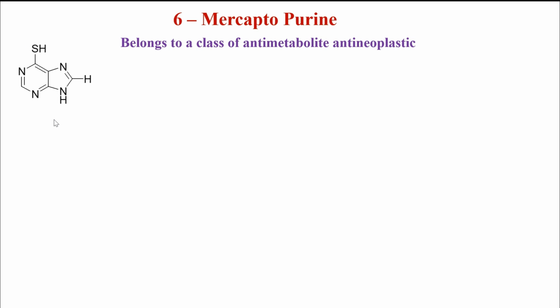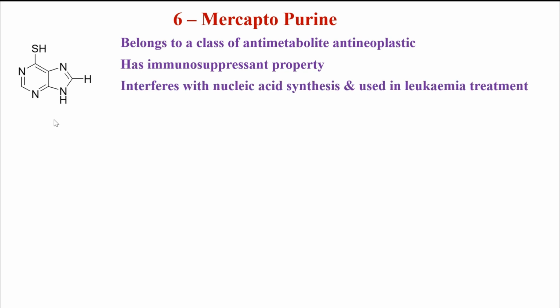I'll take 6-mercaptopurine as a drug which belongs to the class of antimetabolites of antineoplastic agents. It also has immunosuppressant property. It interferes with the synthesis of nucleic acid and it finds its use in the treatment of leukemia, a blood cancer.